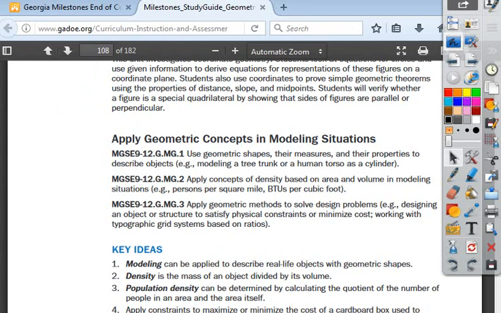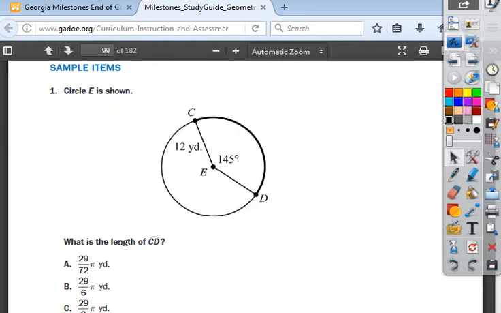All right, so if I'm looking at this one, it says find the length of CD. How do I do length problems? Degree over 360 times 2 pi 12. In this case, I would do the numbers and leave the pi part alone. You can put that in the calculator.